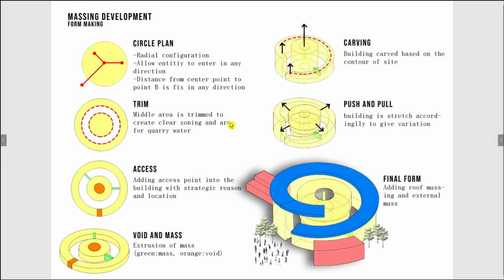So next, the massing and form making of buildings. It all started with a circle plan.